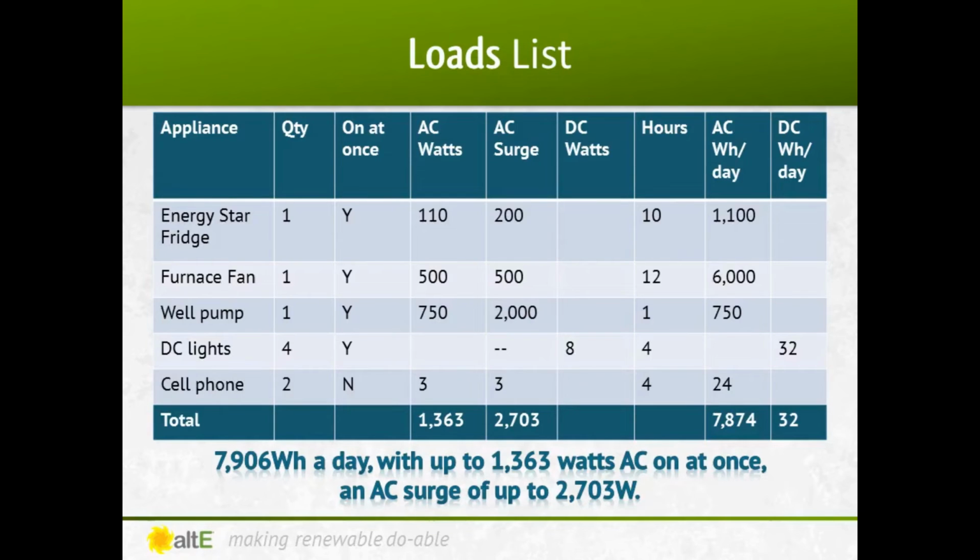There's a handy loads list calculator on the Alt-E website that can help you generate this list. Once you have an accurate loads list, you can go to our off-grid calculator to figure out what size solar system you need. When calculating the size of the system, one of the questions asked is how many days do you want to run off your battery bank without sun or a generator?